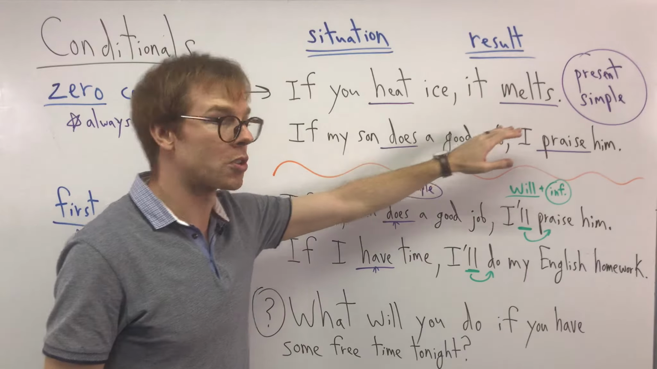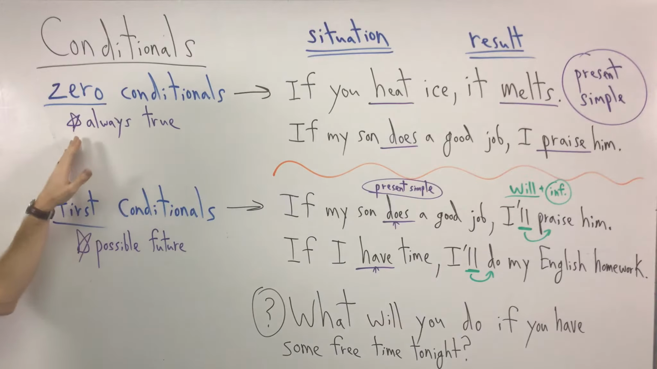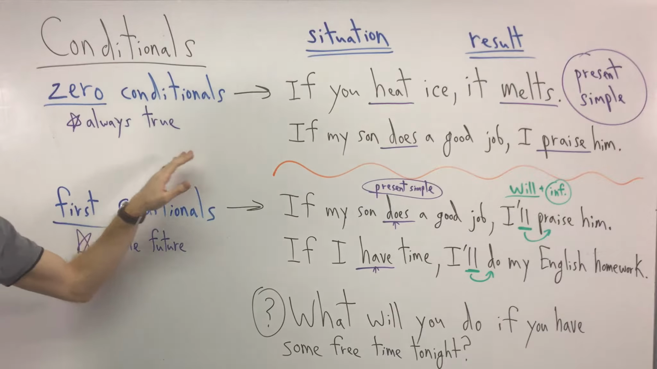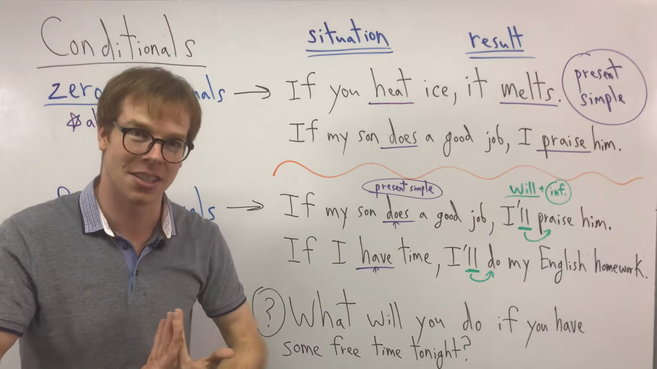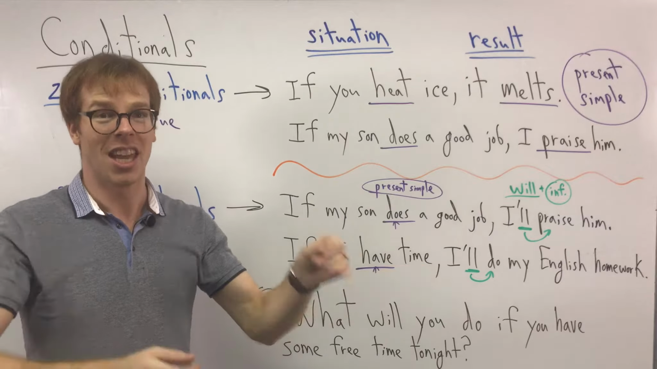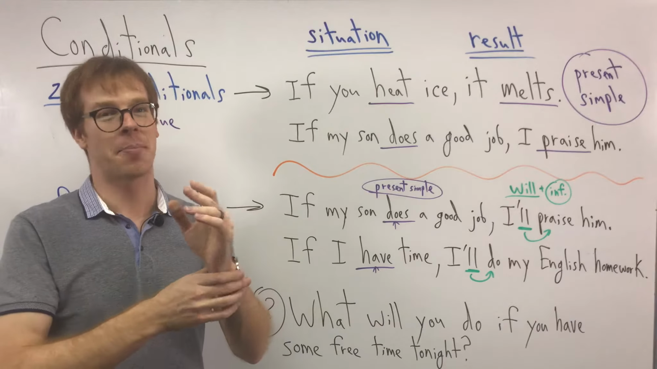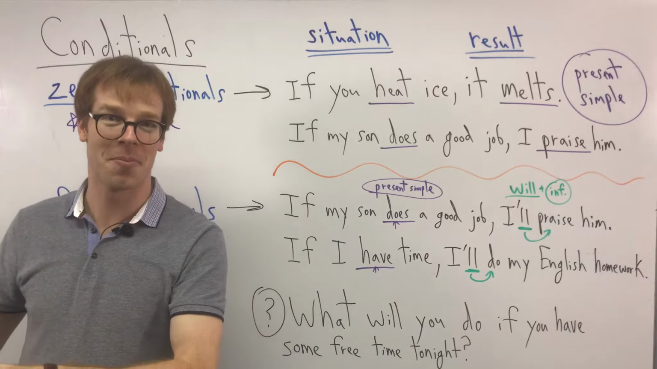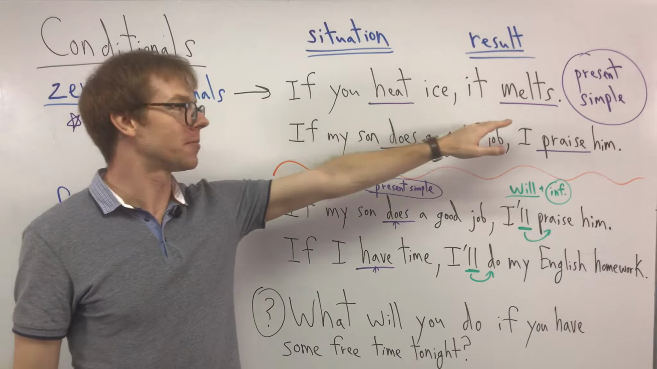For example, we'll start with our zero conditional. These are special conditionals that are always true. So, if you heat ice, or if I leave ice outside in Singapore, it melts. The ice changes to water. This happens every single time I leave ice outside. Okay, if you heat ice, it melts.